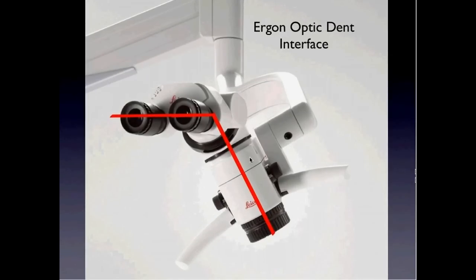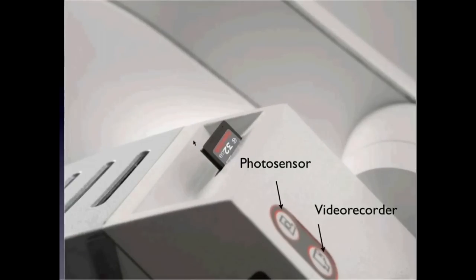Then you may also have an Ergon Optic Dent interface, which makes it possible to sit straight and look straight ahead, and you can still look at your working area from the side. So you don't have to move your patient around from one side to another, or you don't have to bend yourself or twist to have a good view on the tooth you are treating. Here, some details. This is the SD card for taking photos. Here you can release the photos or videos manually.